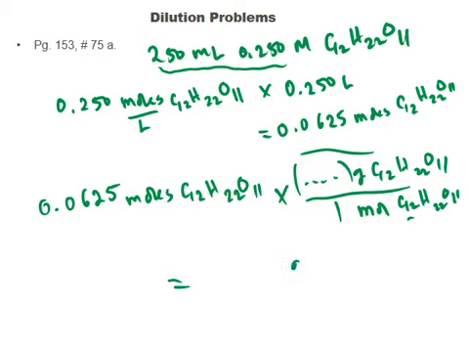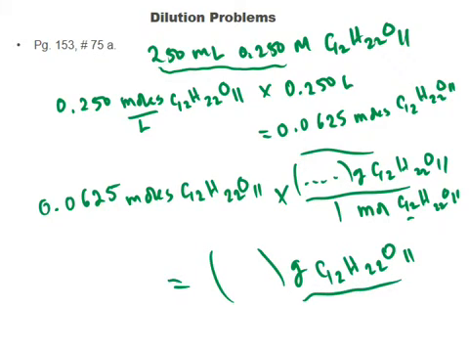So that gives you gram of C12H22O11. So I would like you to get this number, and that would be the final answer to this question. That means this much sugar or sucrose you need to add in 250 ml of water to get 0.250 molar solution.